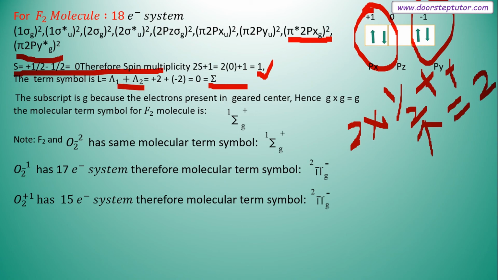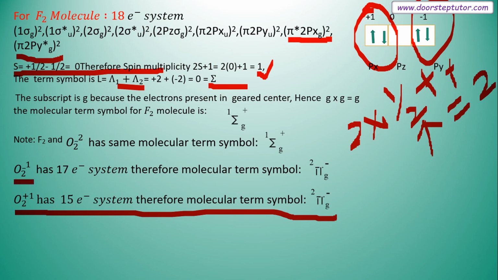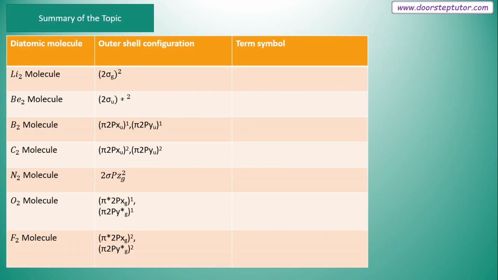So the term symbol is very important here. For the electron in π*2px, the lambda value will be 1. If the lambda value is 1, then the term symbol will be Π only. The same rule is applicable for O2− also. So please focus, these two examples are also very important. Okay, right? So next we will move to the summary of the topic, what we have discussed in this lecture.